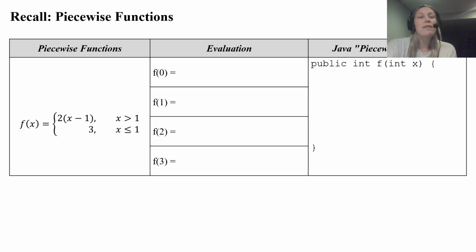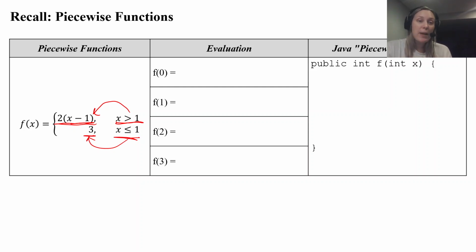A piecewise function is a function that has pieces, and which piece you use depends on what your domain is, right? So I have my piecewise function off to the left there, f of x equals two things, either 2 times x minus 1, or it equals 3. Now, which one do I evaluate? Well, it depends on what x is. If x is greater than 1, I'm going to use this function. If x is less than or equal to 1, I'm going to use this function.